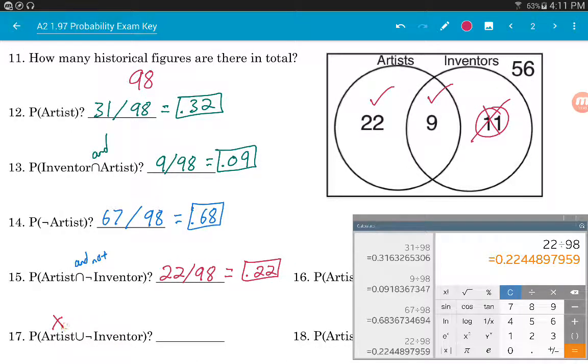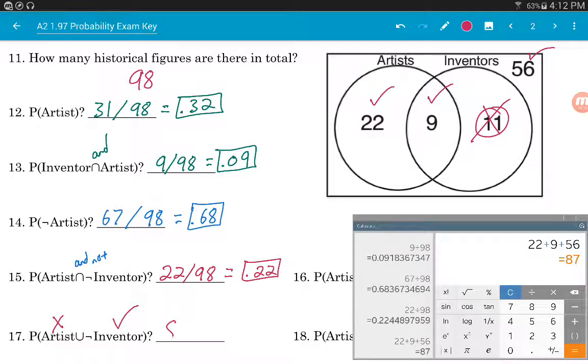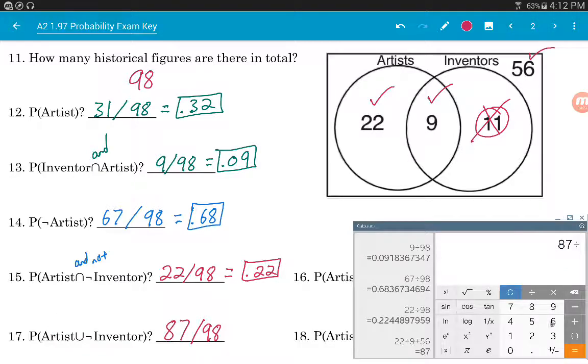Last group on the outside. These guys are not artists and they're not inventors. They don't do either. They are not creative people. So those 56 over here, are they artists? No. Are they not inventors? Yes. So because they are not inventors, they get to be invited as well. So 22 plus 9 plus 56 is 87 out of 98, which is 0.89.